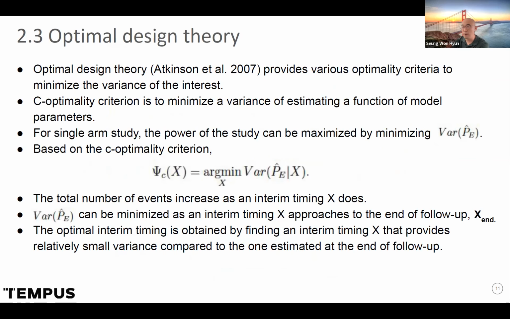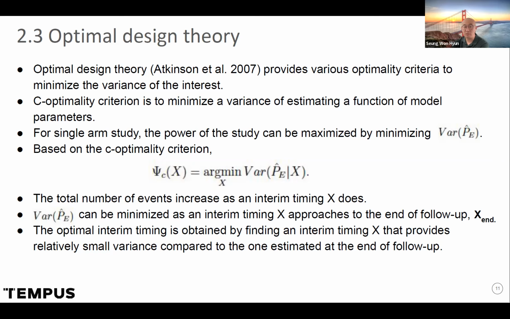Okay, so now we know how to approximate the variance for the primary endpoint for the single-arm study and two-arm study. So now we talk about how we find the interim timing that can minimize this variance. Optimal design theory provides various optimality criteria to minimize the variance of interest. Here we consider the C-optimality criterion. The C-optimality criterion is used to search for a design when the goal is to minimize the variance of estimated functional model parameters.